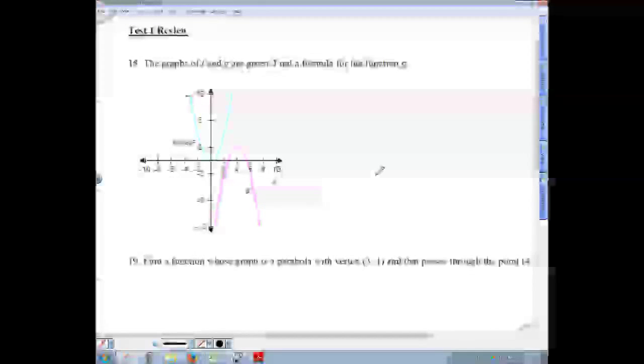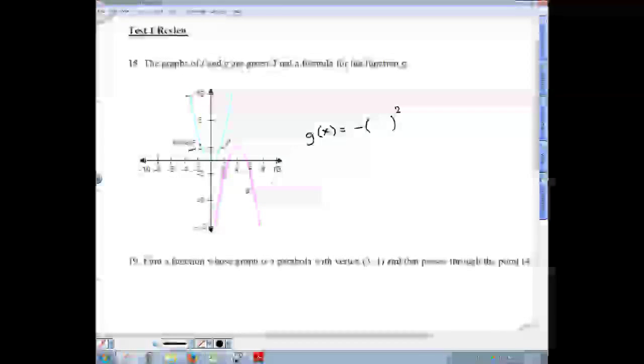Okay, question 18. The original function here, f of x, is just a plain old x squared graph. You've got to figure out what the function or the equation is for the g function here. So a couple things have happened. It's moved to the right 4 units, up 2 units, and it's flipped upside down. So since it's flipped upside down, I'm going to put a minus sign outside of the function. That's important, that it's outside the function. That would be a vertical reflection.